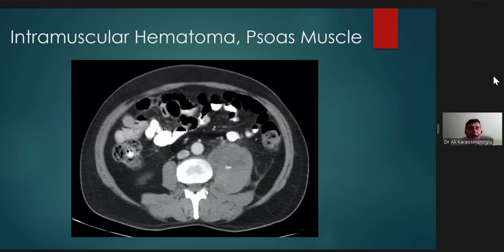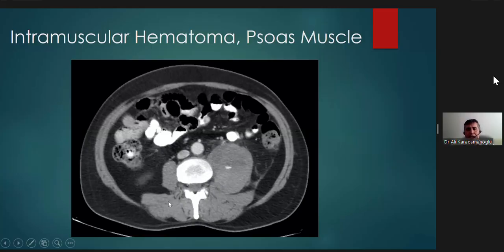So finally, I want to talk about the non-visceral bleeds in the abdomen, spontaneous bleeds. So intramuscular hematomas, you all know they're really common in the anterior abdominal wall, in the psoas muscle or iliopsoas muscle. It's relatively common. So this patient was on anticoagulation, presented to ED with abdominal pain. It's a deep abdominal pain. It was blunt, but severe.